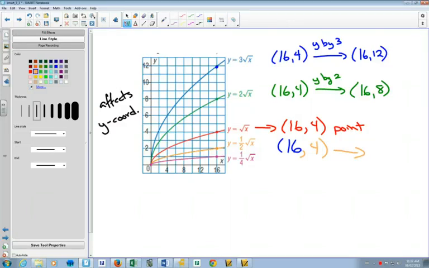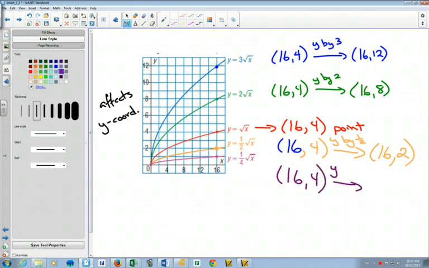We're going to multiply our y by 1/2. So again, our x stays the same, and if we take half of 4, we would get (16, 2), and sure enough, that point shows up there. And finally, on our purple graph, we have (16, 4). Here, with the 1/4, it'd be y by 1/4. Again, the x value doesn't change, but when I multiply my y-coordinate by 1/4, I get (16, 1).